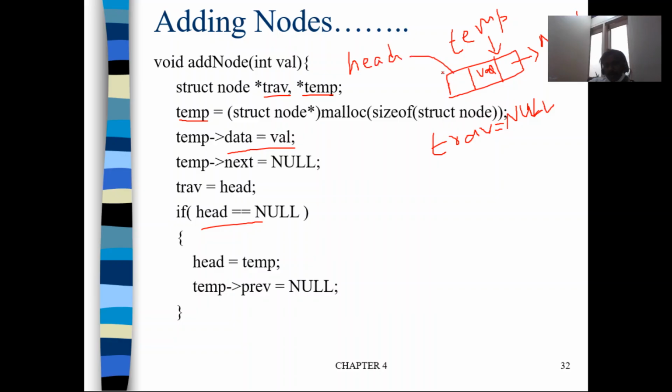this particular node. If head is pointing to this node, it means that this is the first node. If this is the first node, its previous also should be null. So we are saying temp arrow previous equal to null. So this is the case if this is the first node.